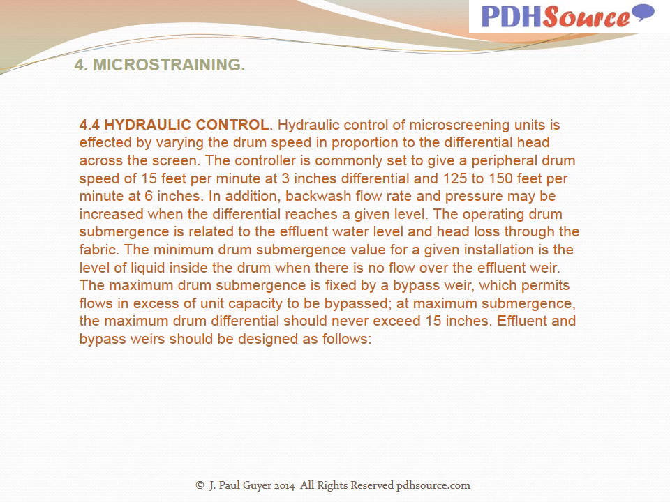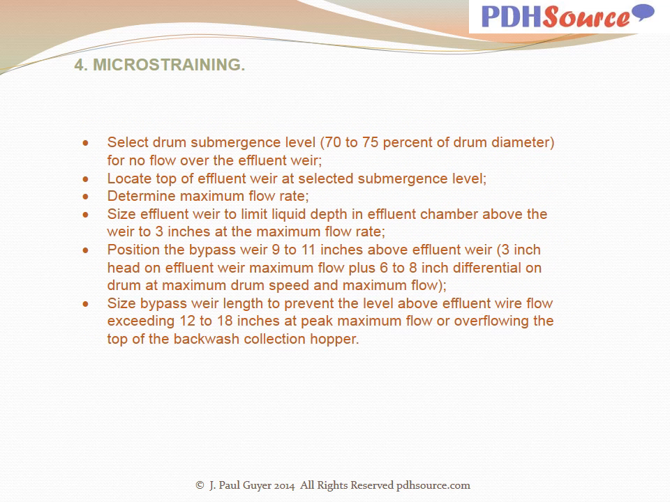Effluent and bypass weirs should be designed as follows. Select drum submergence level, 70 to 75% of drum diameter for no flow over the effluent weir. Locate the top of the effluent weir at the selected submergence level. Determine the maximum flow rate. Size the effluent weir to limit liquid depth in the effluent chamber above the weir to 3 inches at the maximum flow rate.